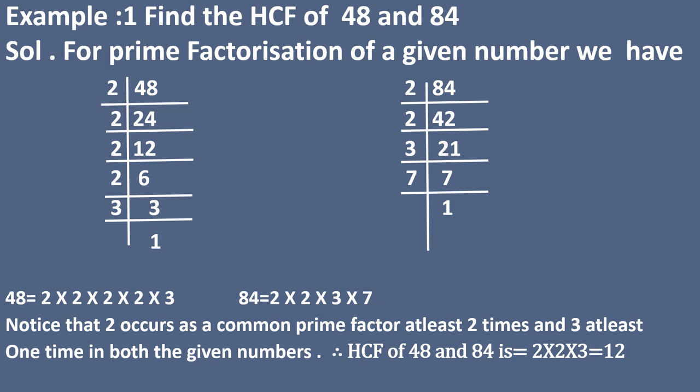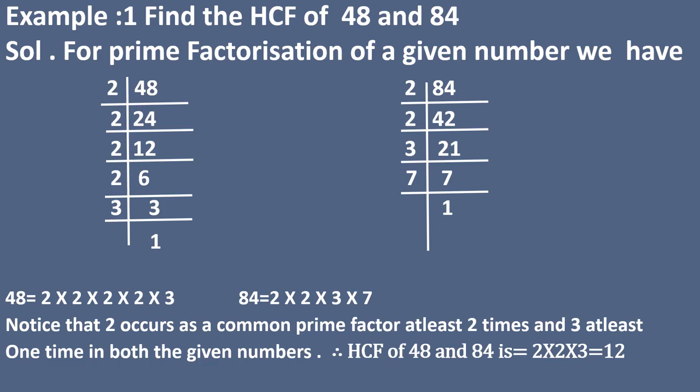And now see 3. In 48, 3 comes 1 time, and in 84 it is also 1 time. So 3 occurs at least 1 time in both the given numbers. So our HCF is 2 multiplied by 2 multiplied by 3. We will write down 2 two times and 3 one time and multiply them all. We will get 12. As 7 is not common in both, 7 is there in 84 but it is not there in 48, so we will not take the 7.